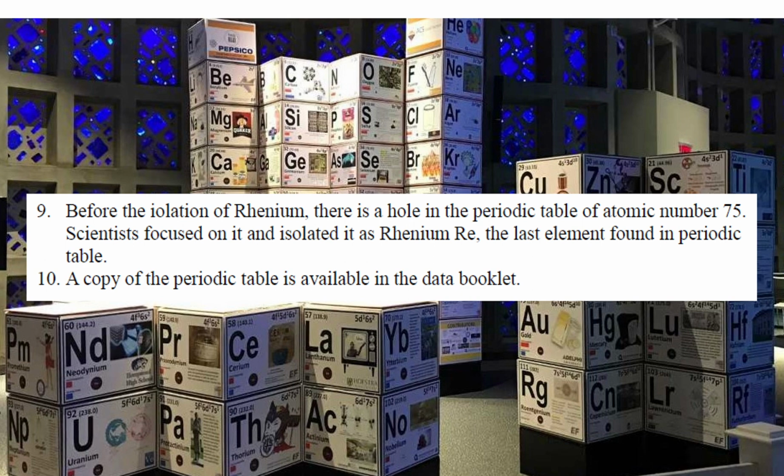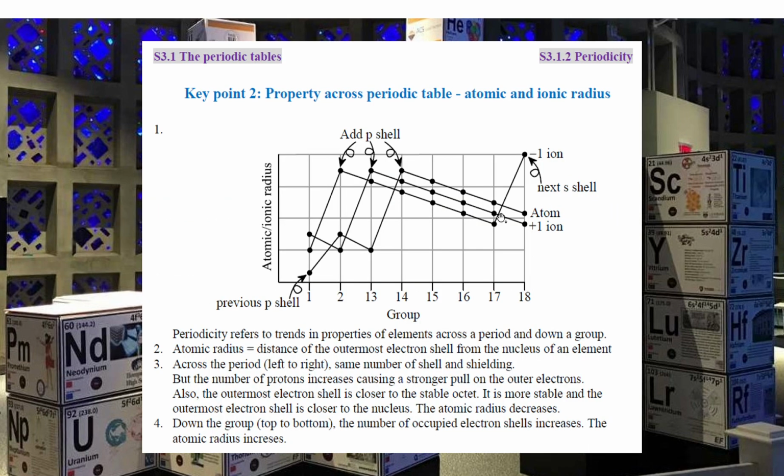First is the atomic and ionic radius trend in the periodic table. Periodicity refers to the trend in properties of elements across a period and down a group. So two concepts: across a period and down a group. Across the period from left to right means the same period, but a different group number.